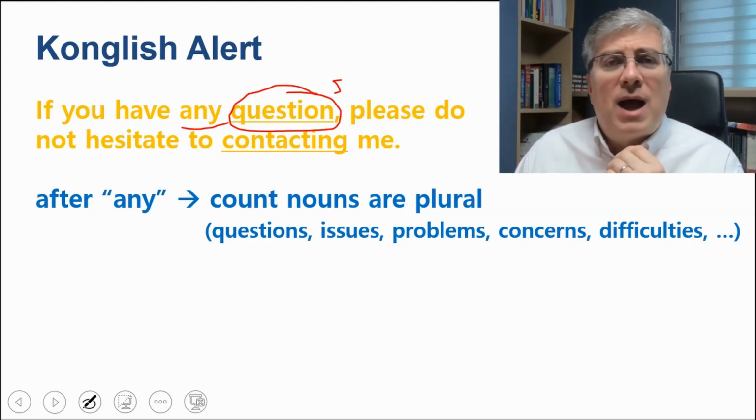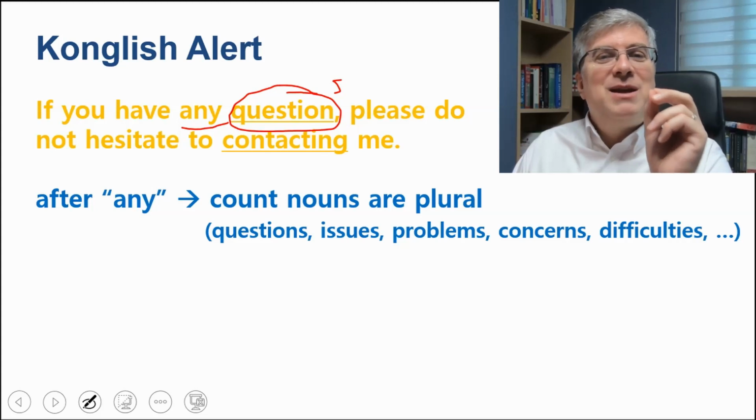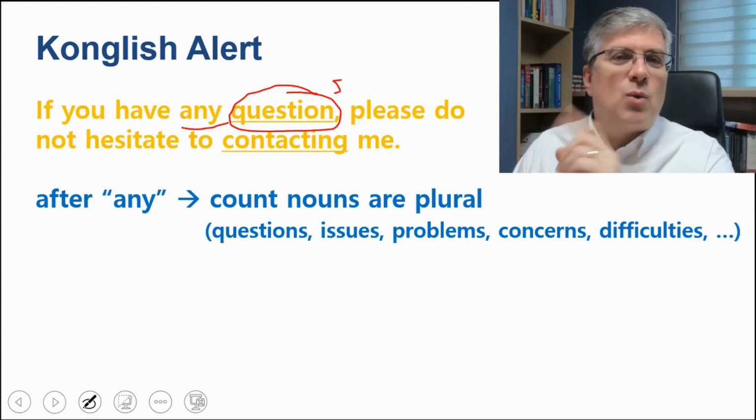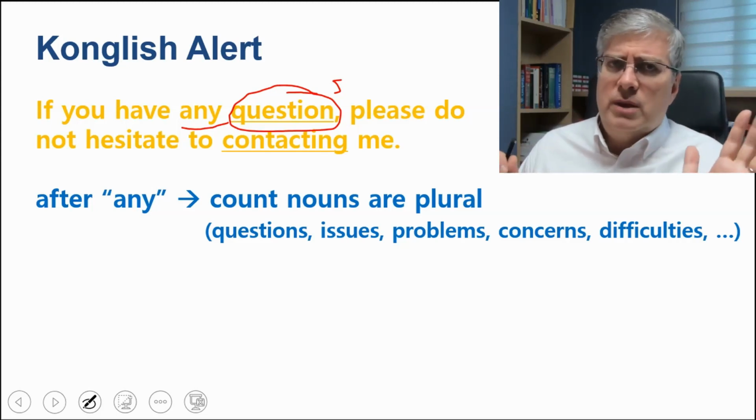If you wrote, if you have a question, please contact me. But what if I have two questions? Can I still contact you? Right? Because a means one. If you have a question, if you have one question, please contact me. But don't contact me with two questions. No, don't do that. Okay?